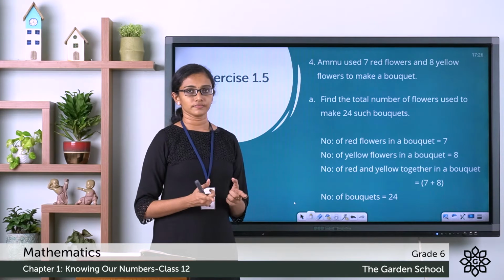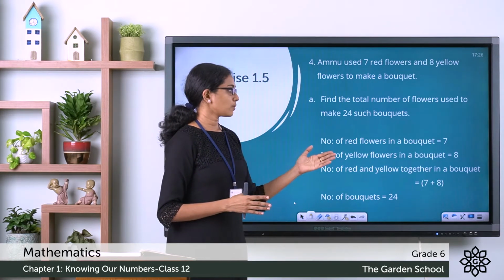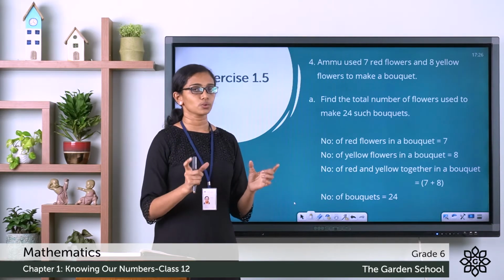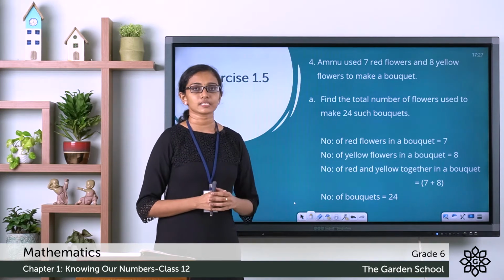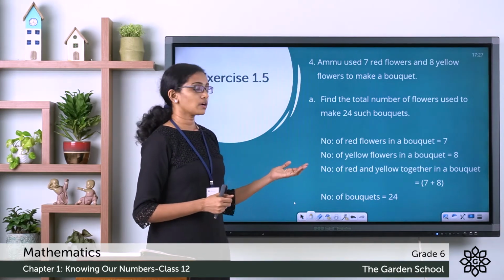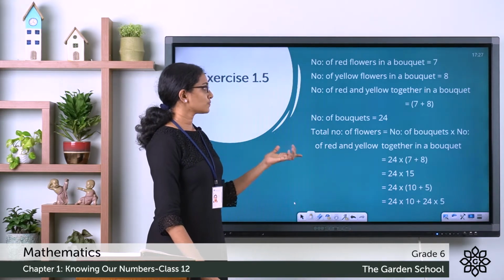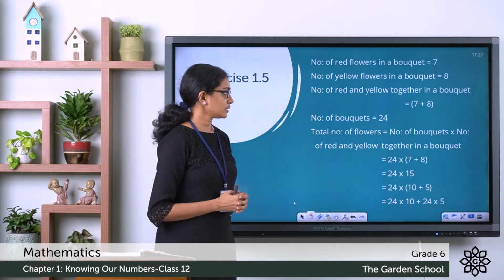And together, the number of red and yellow flowers in a bouquet is equal to (7 + 8). So we have grouped them and written that expression within brackets. Now we are told that there are a total of 24 bouquets. So to find out the total number of flowers in 24 bouquets, let's see what we can do.